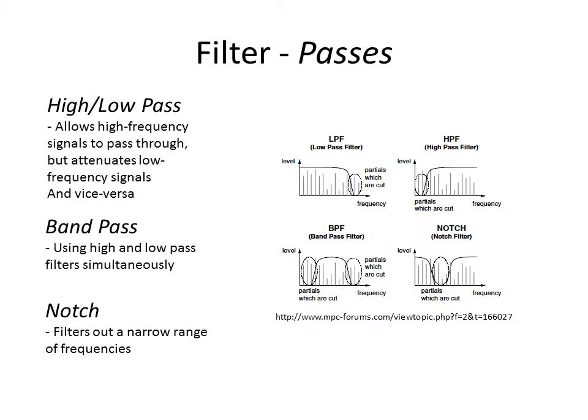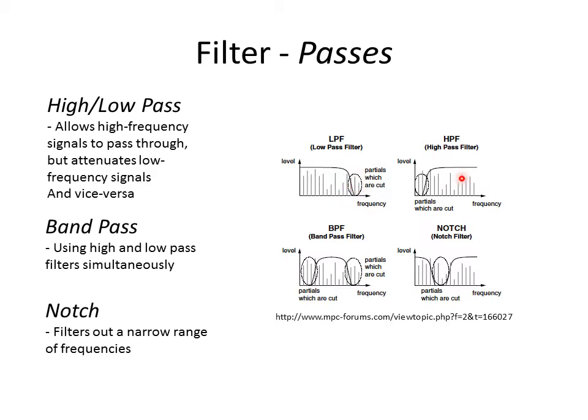Moving on to the filter effects. The first one are passes. For the high and the low pass, going back to those frequencies we talked about at the beginning, if you have a low pass filter, you're going to allow these frequencies through, but you're going to cut these off above a certain point.